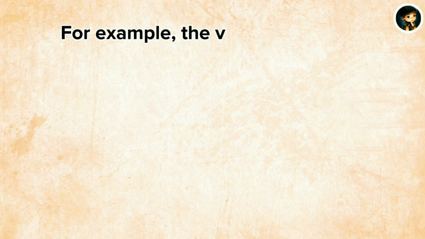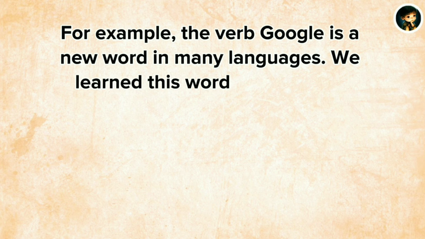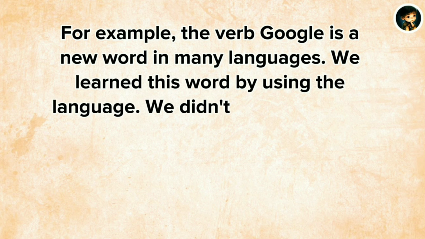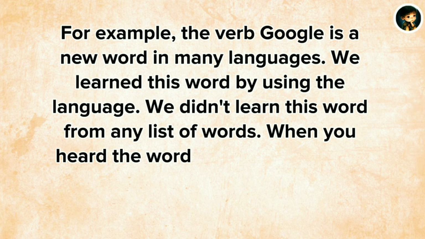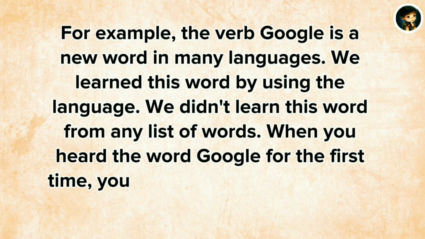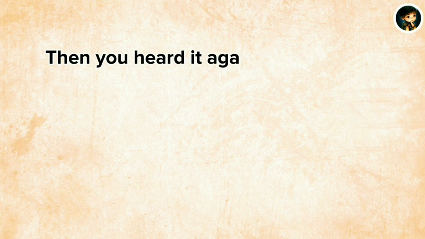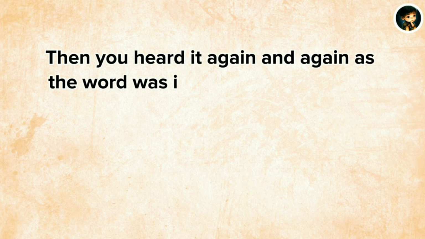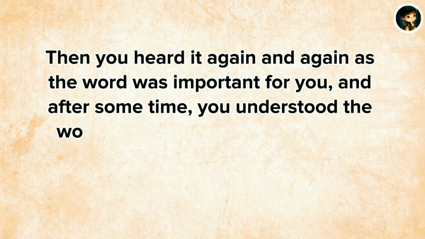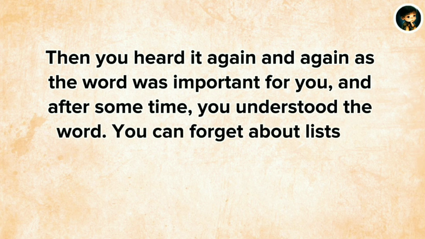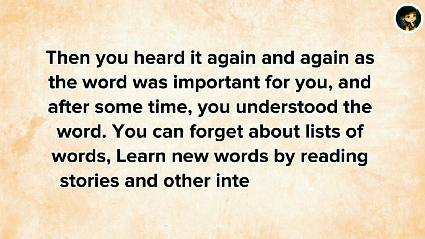For example, the verb Google is a new word in many languages. We learned this word by using the language. We didn't learn this word from any list of words. When you heard the word Google for the first time, you probably didn't know what the word meant. Then you heard it again and again as the word was important for you, and after some time, you understood the word. You can forget about lists of words, learn new words by reading stories and other interesting texts.